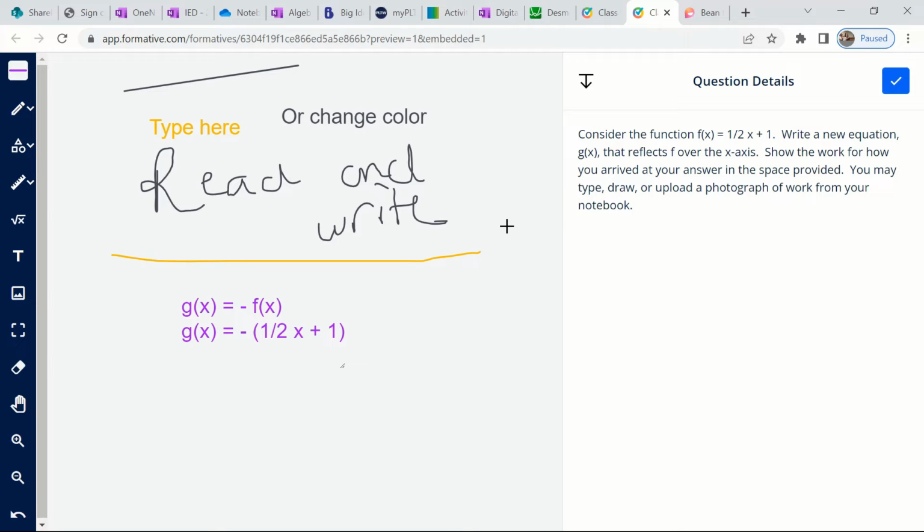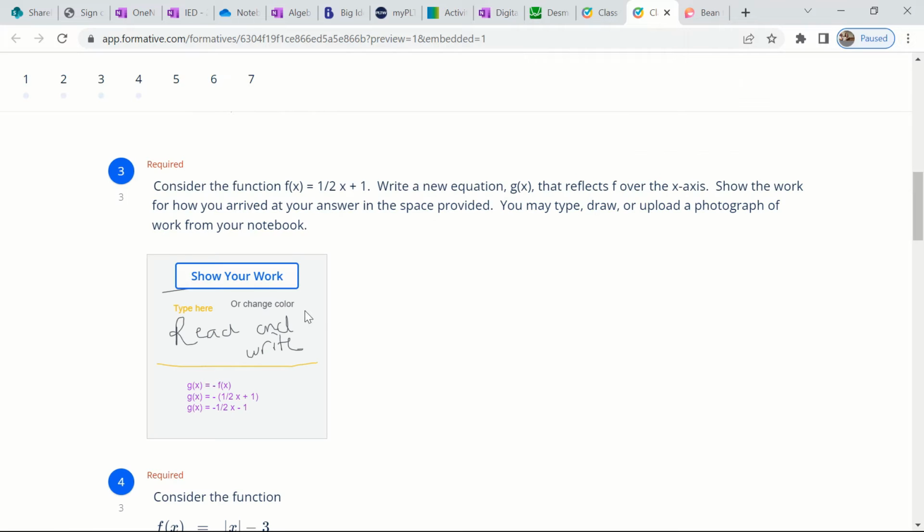That would be negative. And then we will go ahead and distribute that negative. So we'll have negative 1/2 x, and then negative 1 times 1 would give us negative 1. And so that would be your final answer. Okay, so that's a 3-step problem to get the new function. And then we click check, and then you can see that your work appears right there.